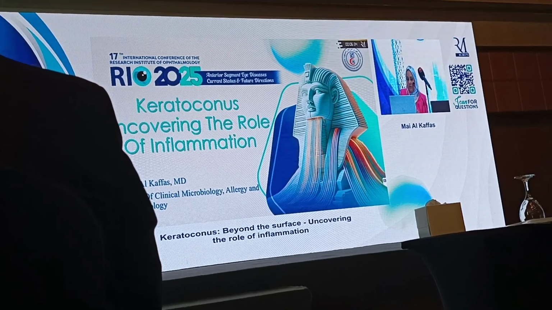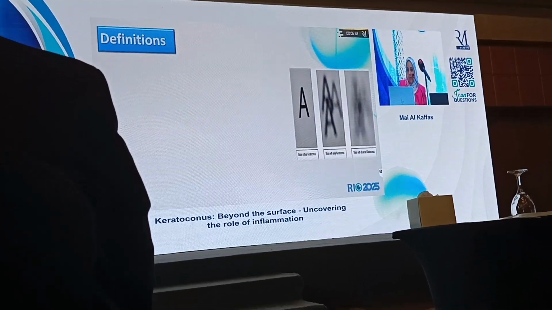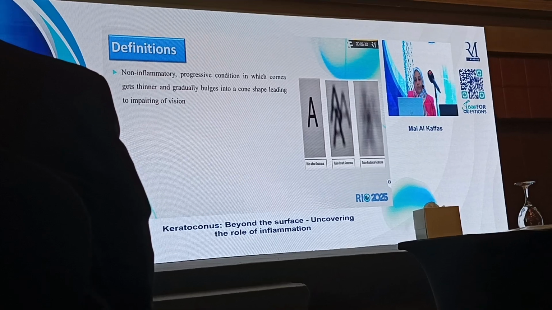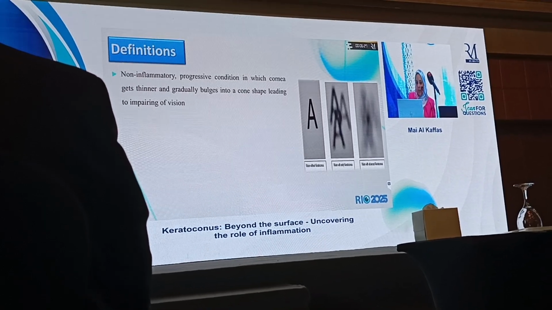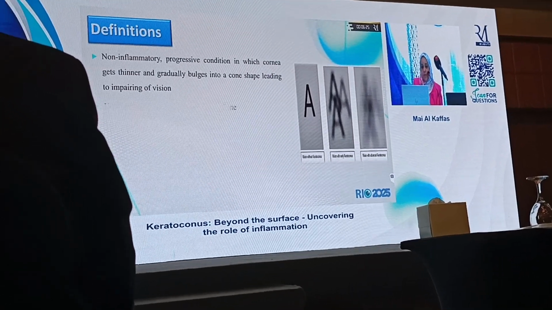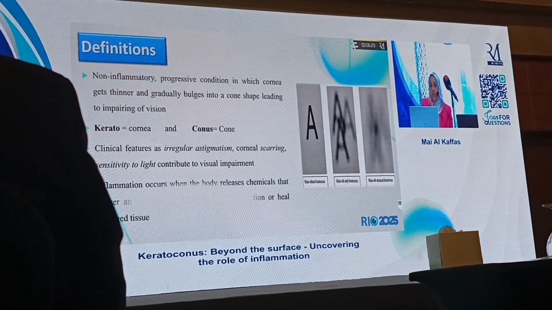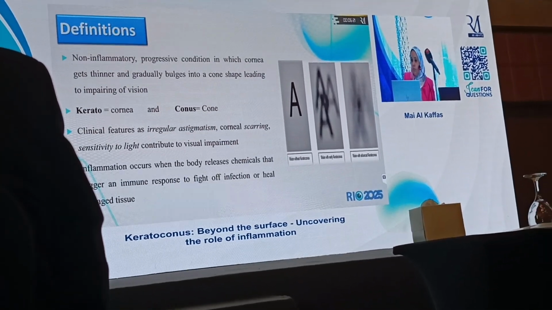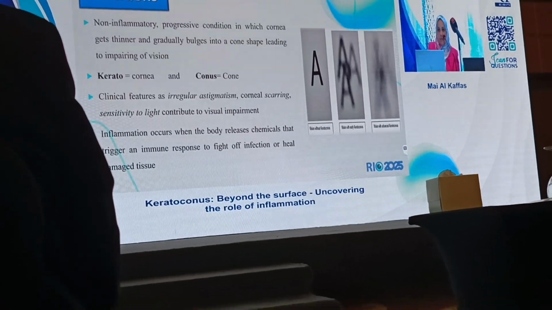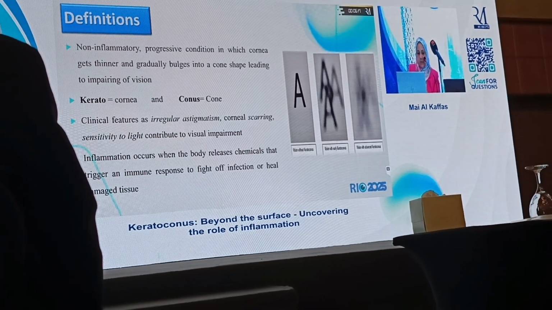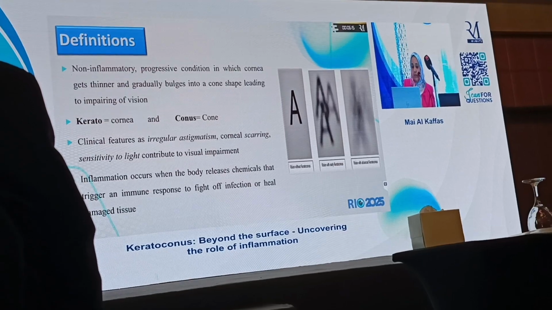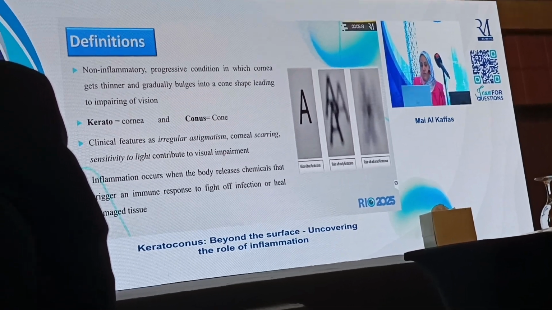Uncovering the role of inflammation in keratoconus. Definition: as we all know, a non-inflammatory progressive condition in which the cornea gets thinner. Clinical features contributing to visual impairment include irregular astigmatism, corneal scarring, and sensitivity to light. Inflammation occurs when the body releases chemicals, fighting off or healing damaged tissue.